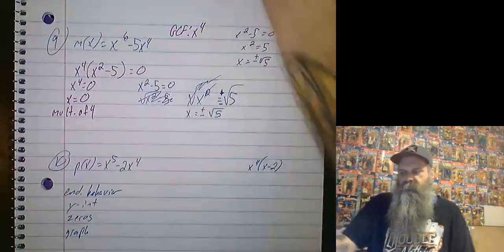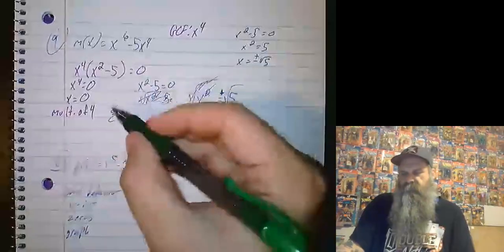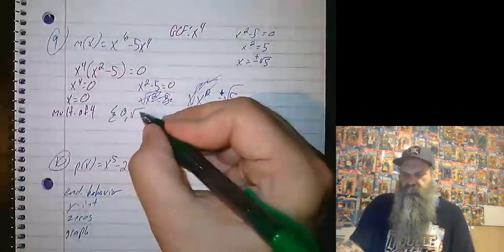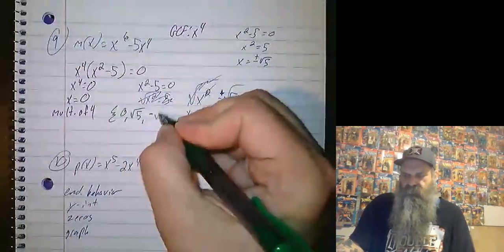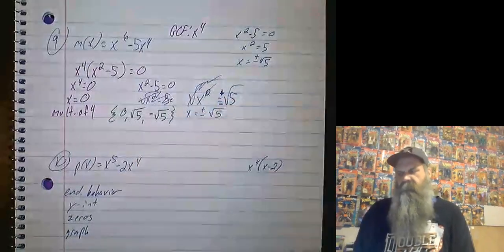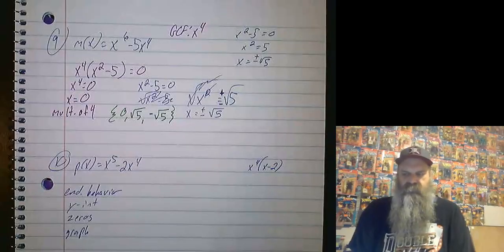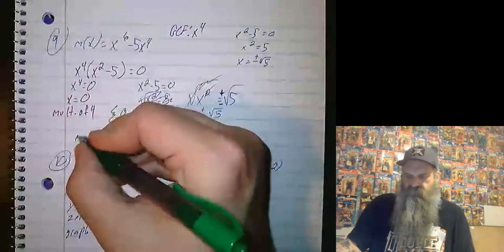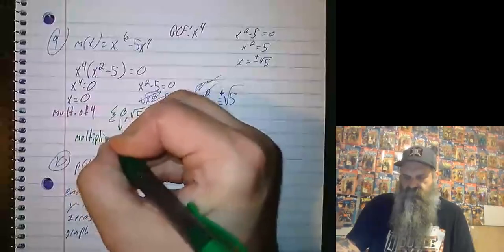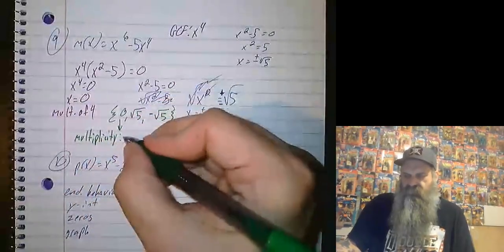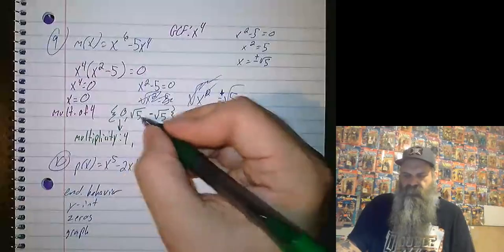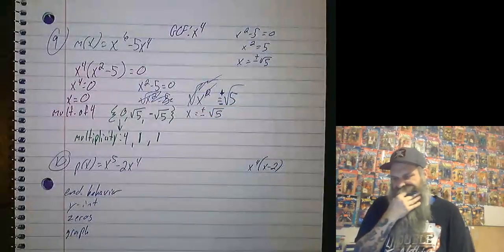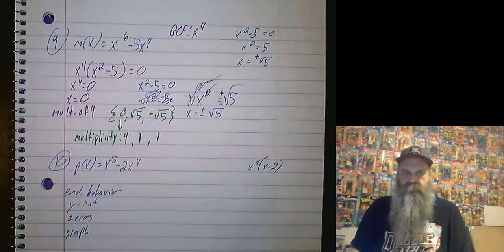So what are the solutions? We have a solution of 0, and we have a solution of positive root 5, and a solution of negative root 5. And then what are their multiplicities? 0 has a multiplicity of 4. And then the square roots each have multiplicities of 1. Alrighty.